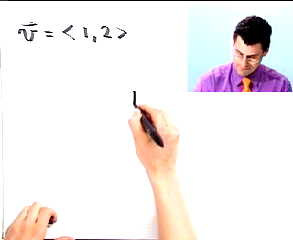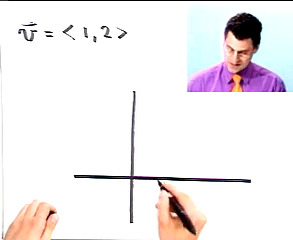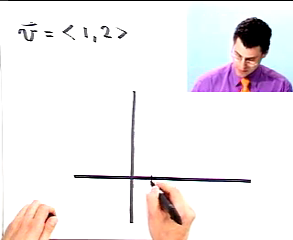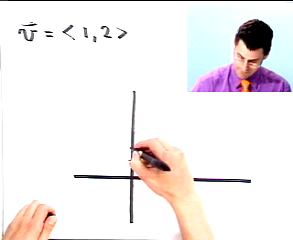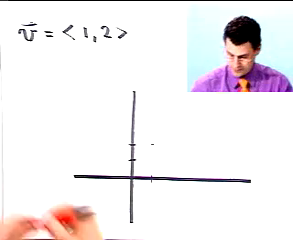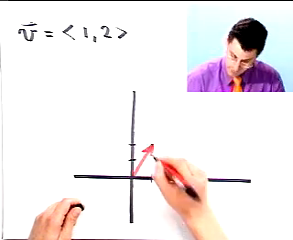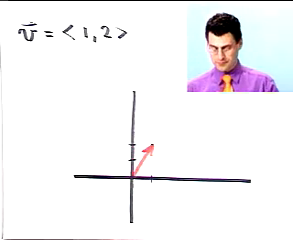Well, graphically, it would look like this. I would go 1 unit over, and then 2 units up. And that would be where the end of my vector is. And then the vector would look like that. That would be the vector v.